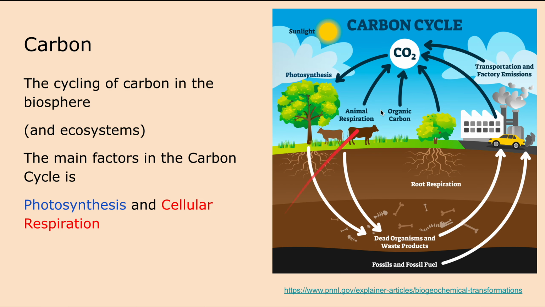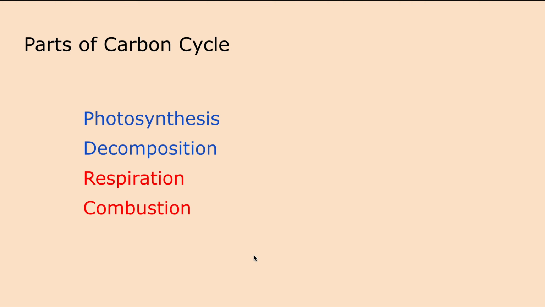I have a picture here to demonstrate the main overview of the carbon cycle. The main factors in the carbon cycle are photosynthesis and cellular respiration because they both contribute to taking in carbon dioxide and releasing carbon dioxide. So let's break down these steps. We have four main steps in the carbon cycle: photosynthesis, decomposition, respiration, and combustion.